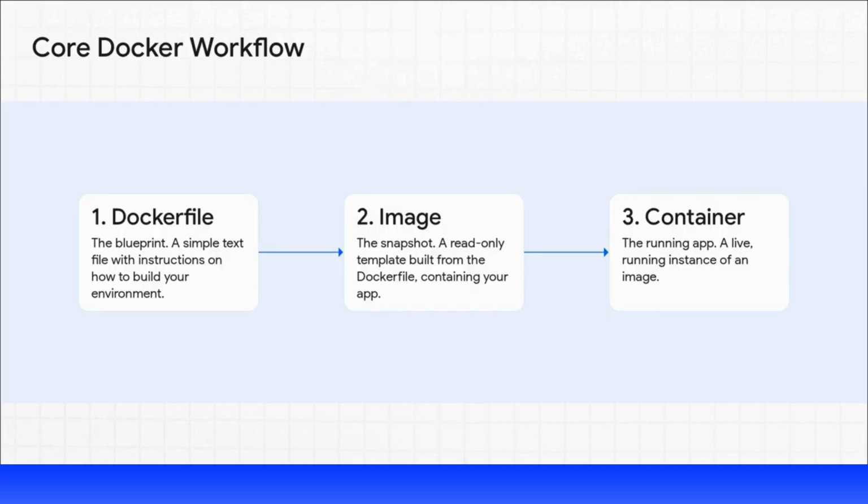Okay, so it all starts with something called a Dockerfile. This is just a simple text file. It's the blueprint. It has a list of instructions, like, hey, start with a basic version of Linux, install Python, copy my app's code over. Then you run one command, and Docker reads that blueprint and creates an image. Think of the image as a sealed, read-only snapshot of your app and its entire world. And finally, when you want to actually run it, you use another command to launch that image, and it springs to life as a container, the actual running piece of software.